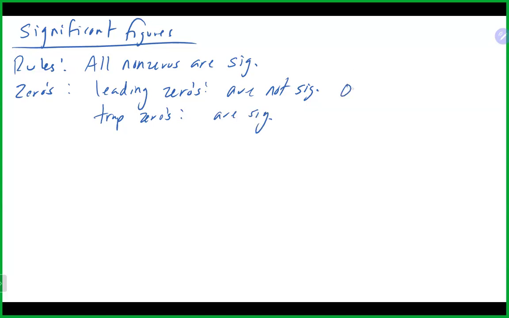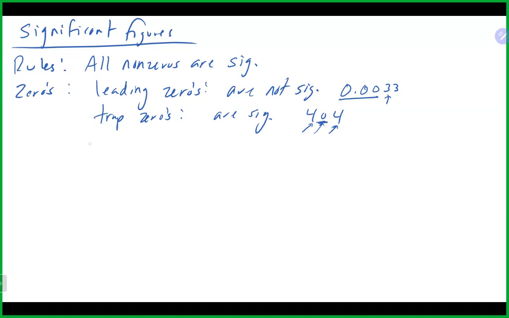So again, a leading zero looks something like this. None of those are significant. We wouldn't start counting, obviously, until we hit that number. If you had something like this, 404, that is a non-zero, that is a trapped zero, and that is a non-zero. So this guy would be significant in this case.